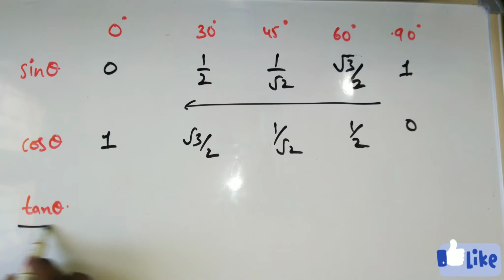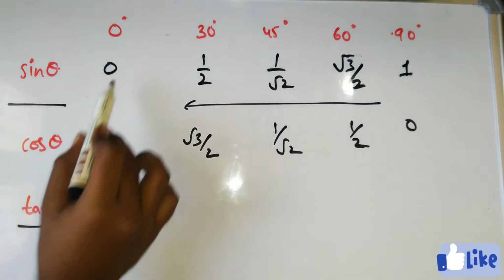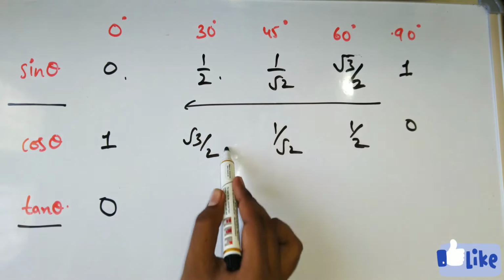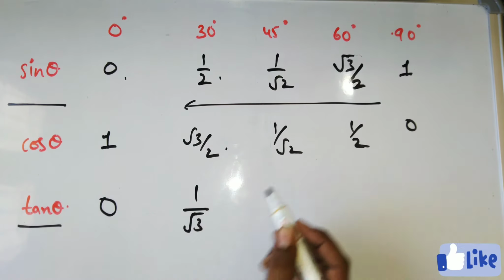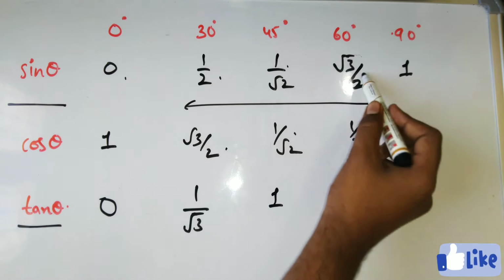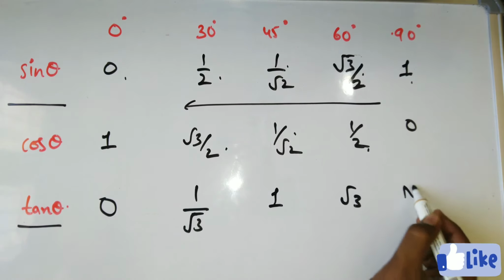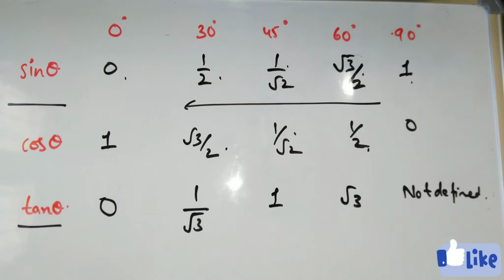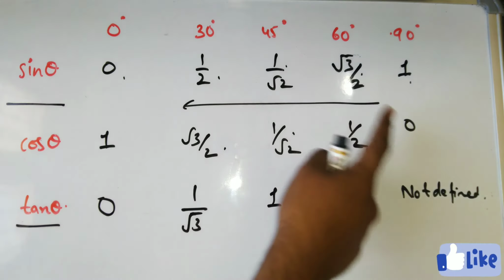Now for the tan, we know that tan is nothing but sine by cos. So 0 by 1 is 0. For 1 by 2 divided by root 3 by 2, the 2s get cancelled, remaining 1 by root 3. The next one, the 2s cancel, you get 1, and root 3. And 1 by 0 is not defined. That's why I have written not defined in the tabular column. 1 by 0 will be not defined.